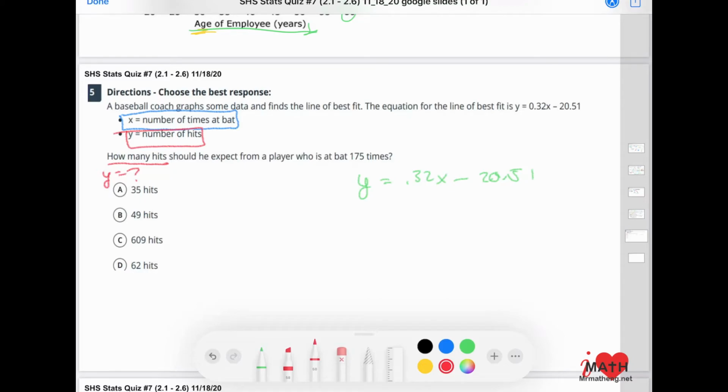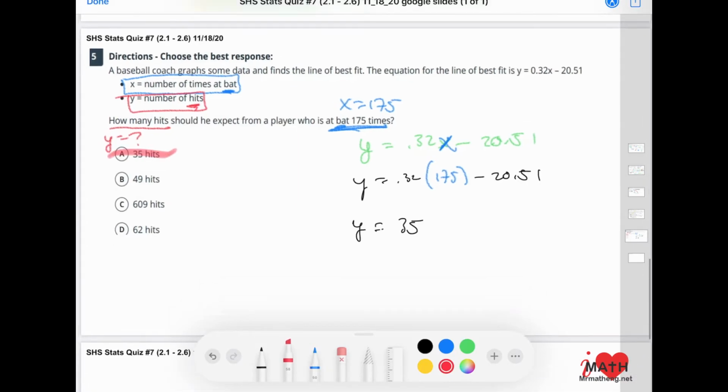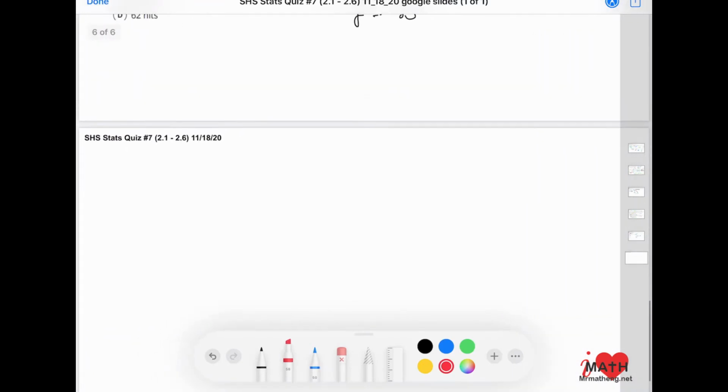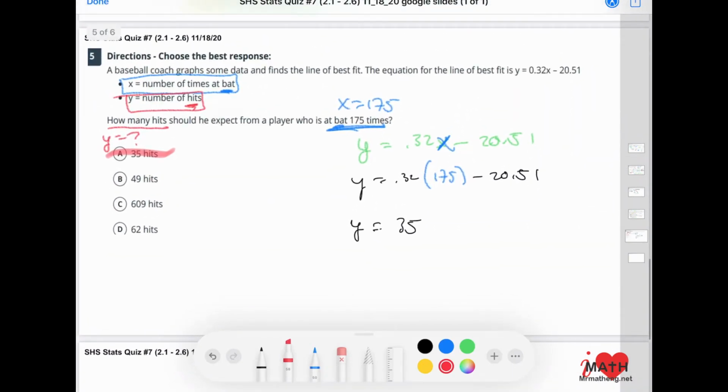So hits is Y. So what is Y if we expect from a player who is at bat 175 times? So at bats is X. So X equals 175. And I get Y equals 0.32 times 175 minus 20.51. And if you put that in your calculator, you'll get close to something like 35 hits. So A is my correct answer. Oh no. Let's go find number 6.